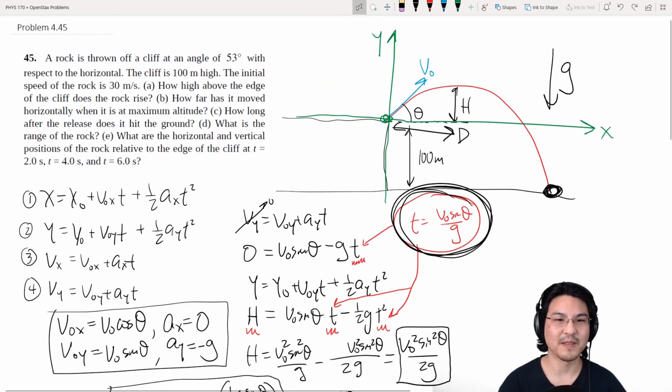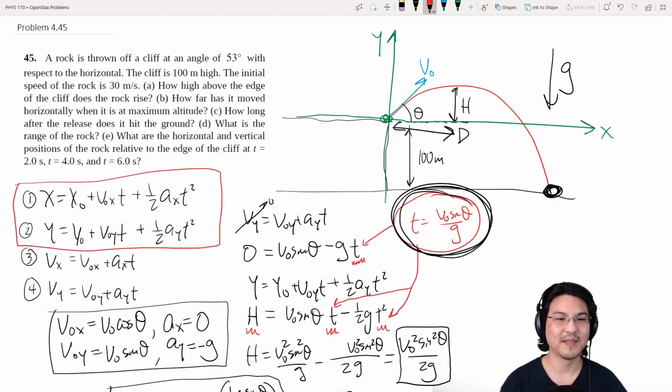Okay, and then the last one: horizontal and vertical positions at these three different times. Horizontal and vertical positions means these two. And we know everything except t. Well, AX is 0, so who cares? Just plug in these values for time into these two, and that's it for part E.